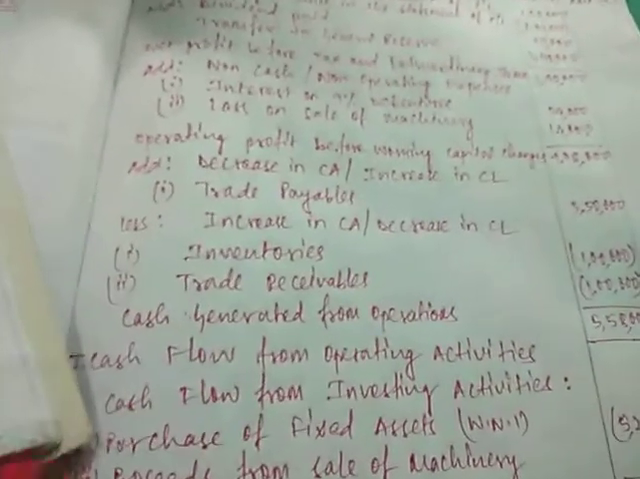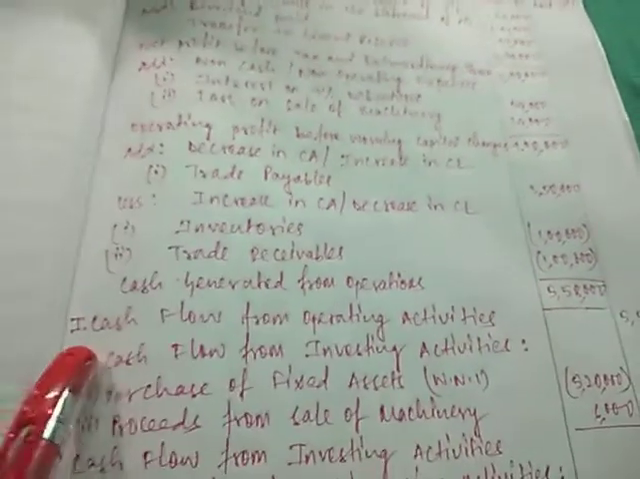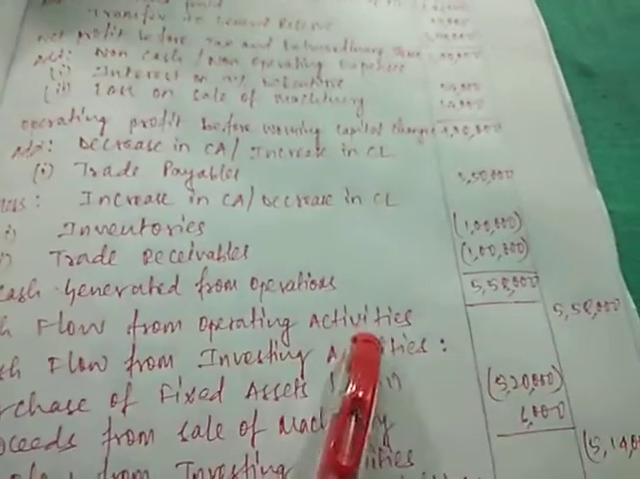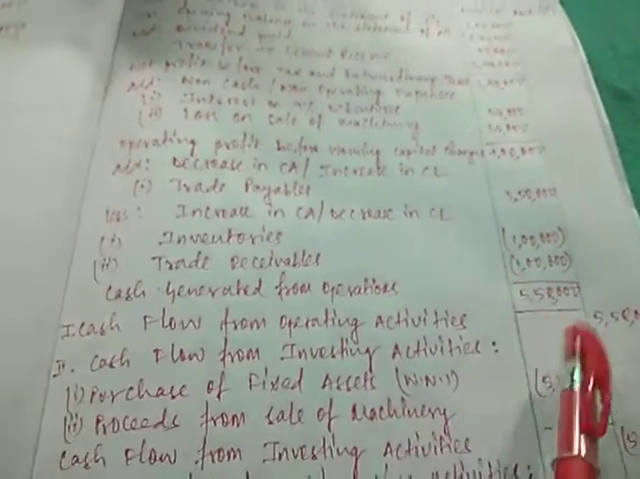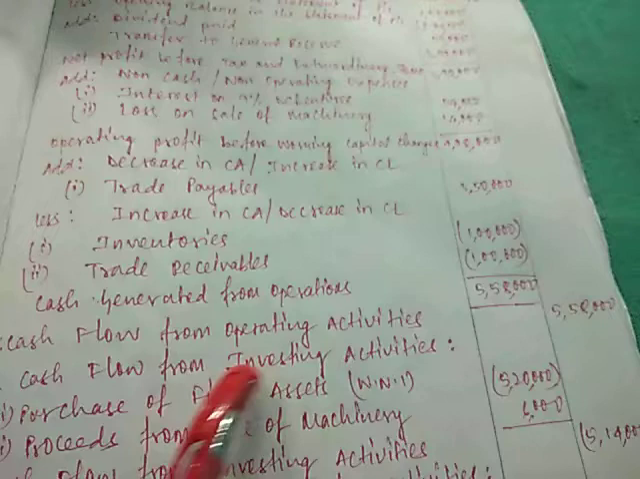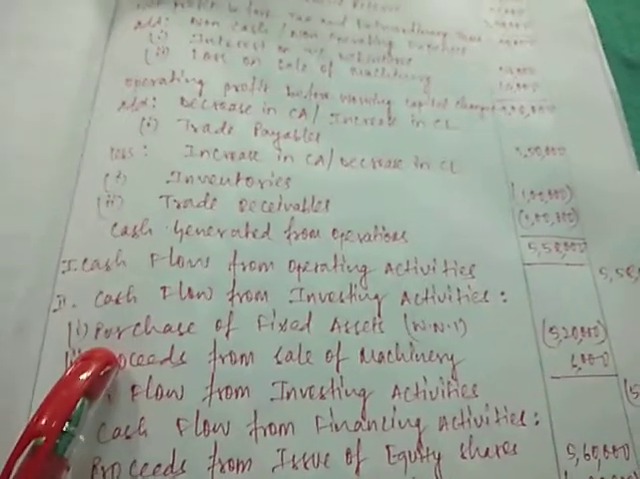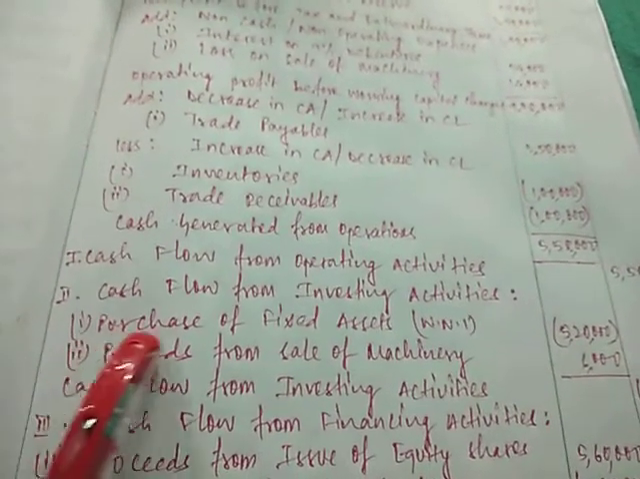Since there is no tax paid in this question, no need to write tax paid, we can directly reach cash flow from operating activities 5,58,000. The same figure is also the cash flow from operating activities, 5,58,000. Next, move on to cash flow from investing activities. Cash flow from investing activities, number 1, is purchase of fixed assets. Let us see purchase of fixed assets.